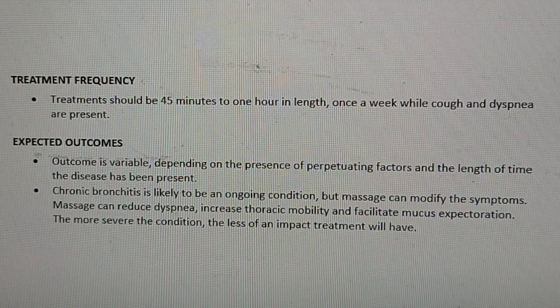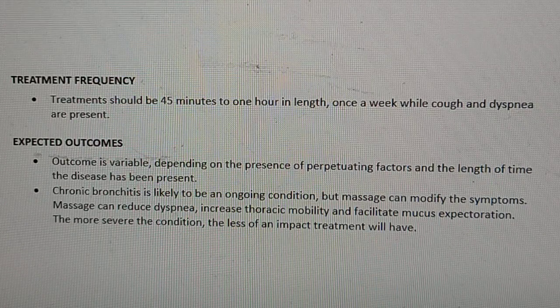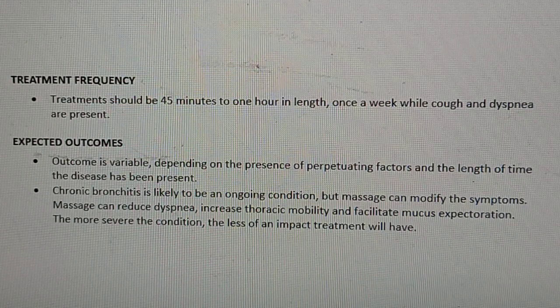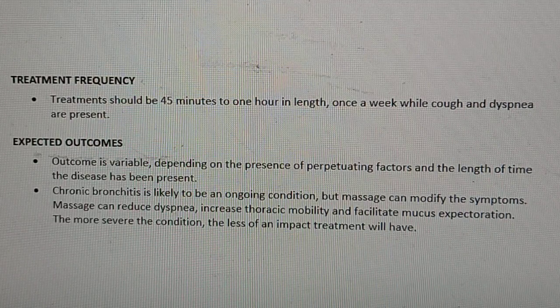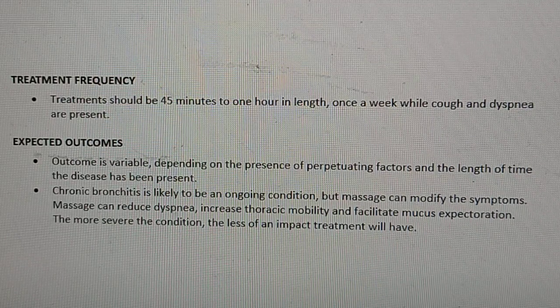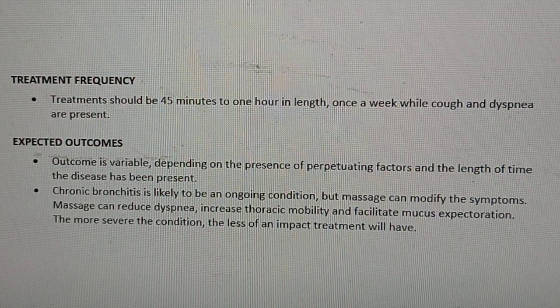Outcome is variable depending on the presence of perpetuating factors and the length of time the disease has been present. Chronic bronchitis is likely to be an ongoing condition, but massage can modify the symptoms. Massage can reduce dyspnea, increase thoracic mobility, and facilitate mucus expectoration, removing the mucus by coughing. The more severe the condition, the less of an impact treatment will have. So here you go, guys.